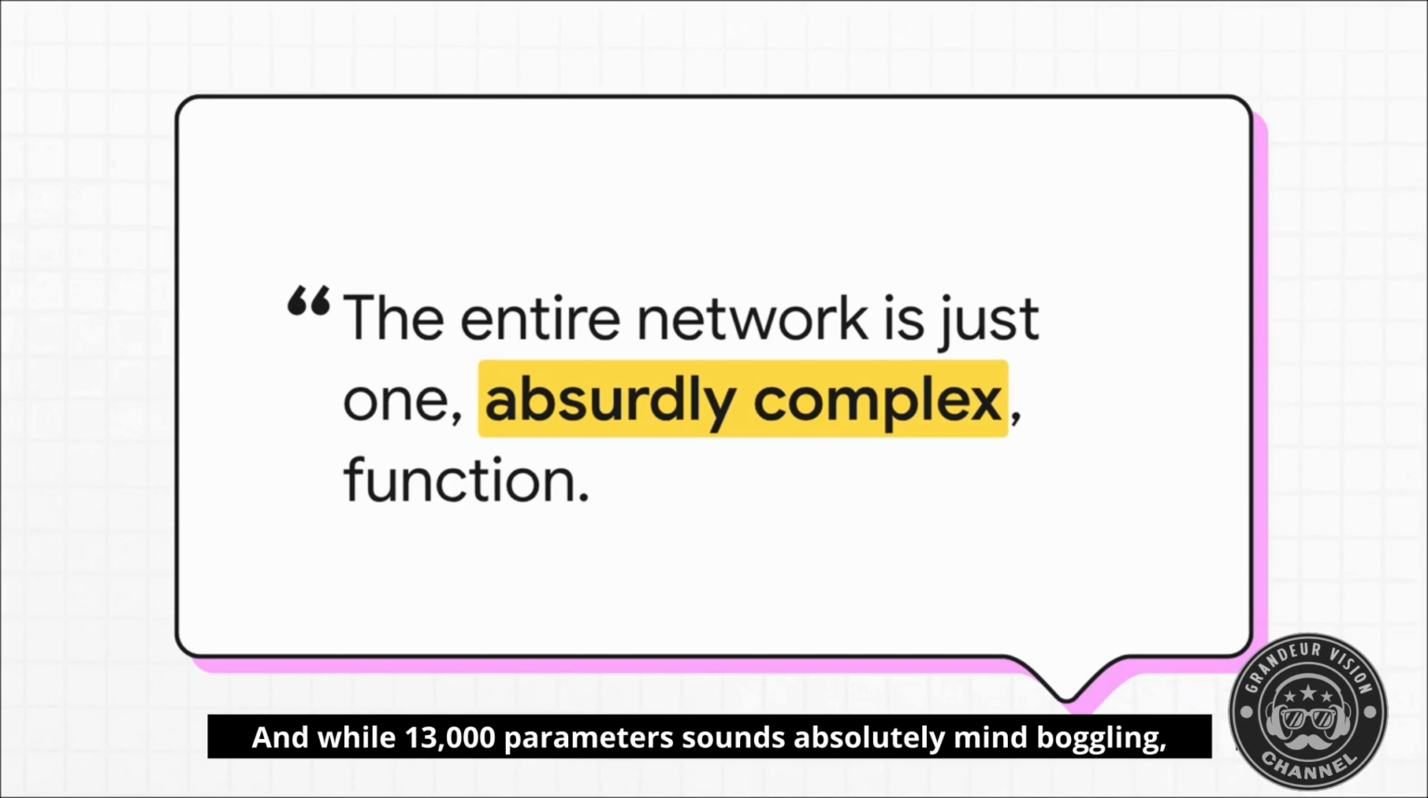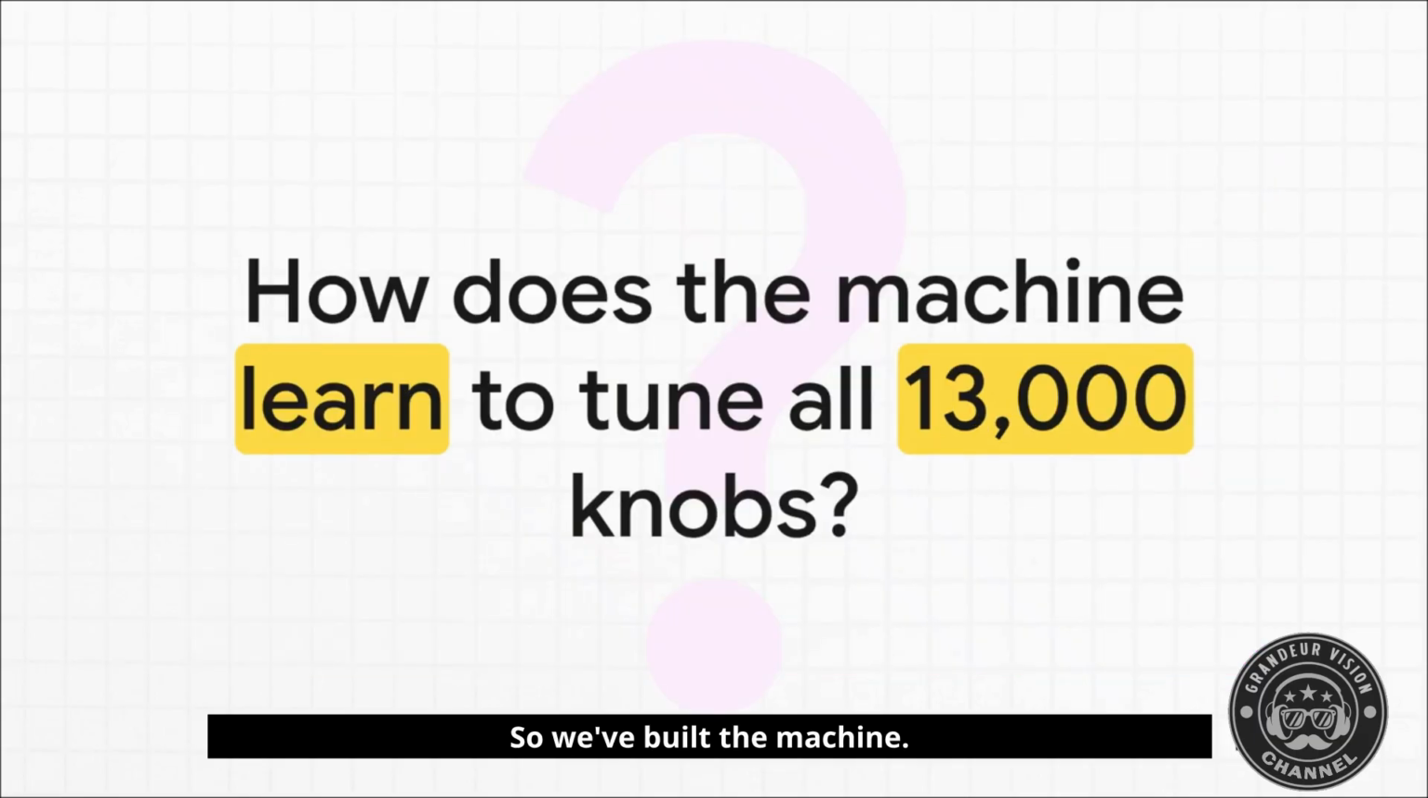And while 13,000 parameters sounds absolutely mind-boggling, it really helps to remember this one key idea. At the end of the day, the entire network is just one giant, ridiculously complex function. It takes 784 numbers, our pixels, as an input, and after all that math, it just spits out 10 numbers as an output, telling us how sure it is that the image is a 0, a 1, a 2, and so on. So, we've built the machine.